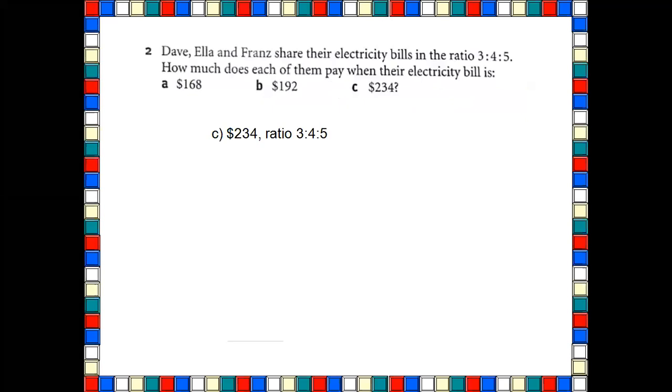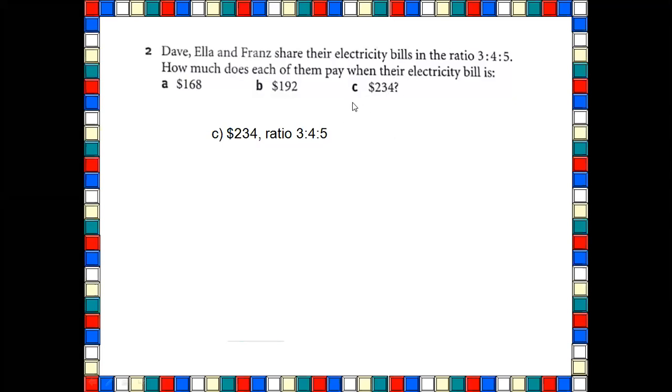Welcome. Okay, let's go to another example. Muhammad Haddad. Yes, hi teacher. Okay, Dave, Ella, and Franz share their electricity bills in the ratio 3:4:5. How much does each of them pay when their electricity bill is 235?